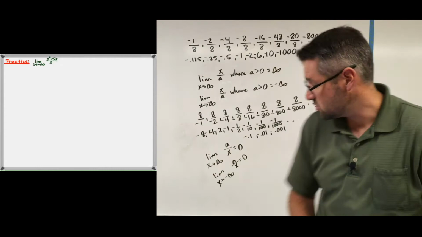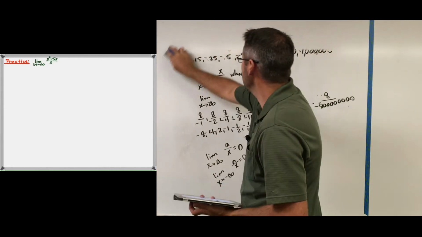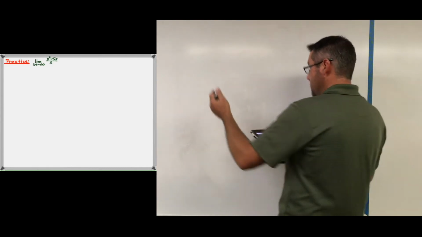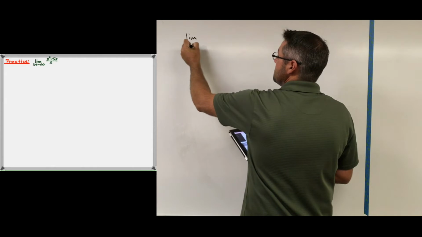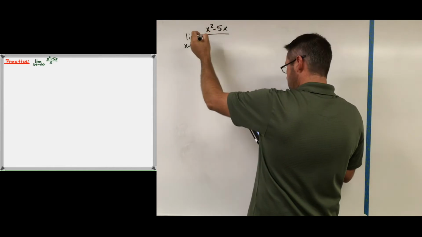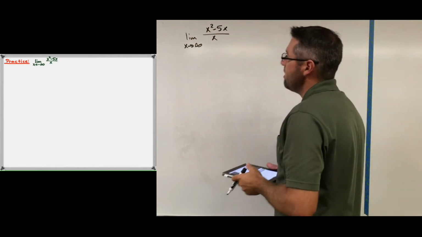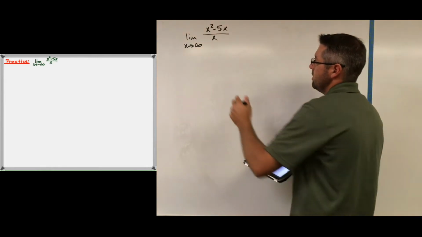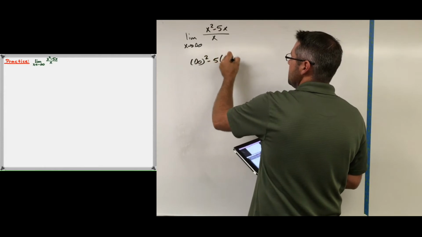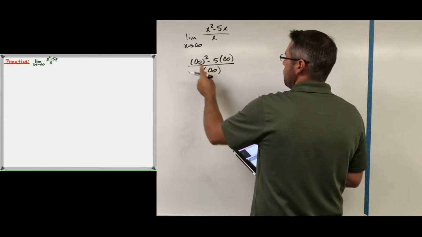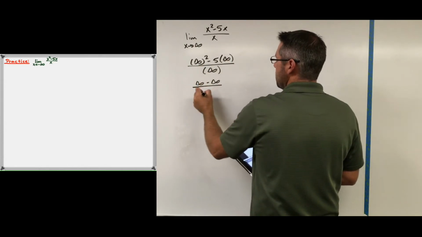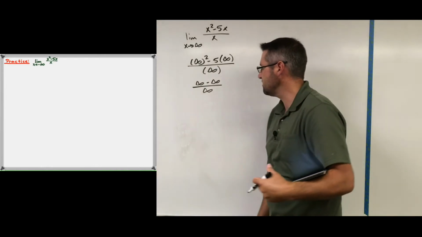So let's take a look at a practice problem that is dealing with this idea and see what we come up with. We're looking for the limit as x approaches negative infinity of x squared minus 5x all over x. Now remember, always substitute first. So we try substitution. We get infinity squared minus 5 times infinity all over infinity. Well, infinity squared is infinity. Minus 5 times infinity is infinity over infinity. You go, well, okay, what's infinity minus infinity?